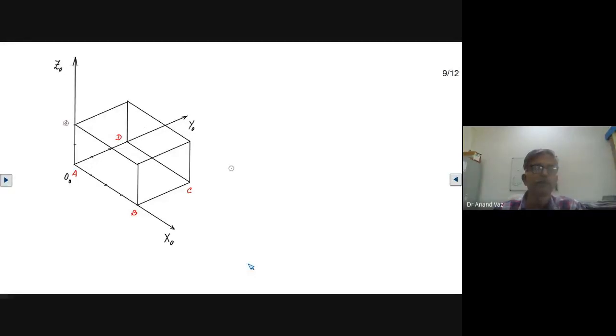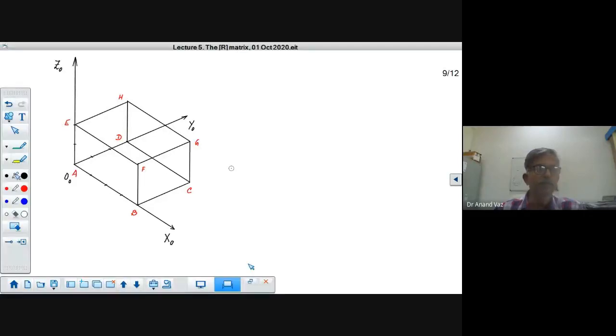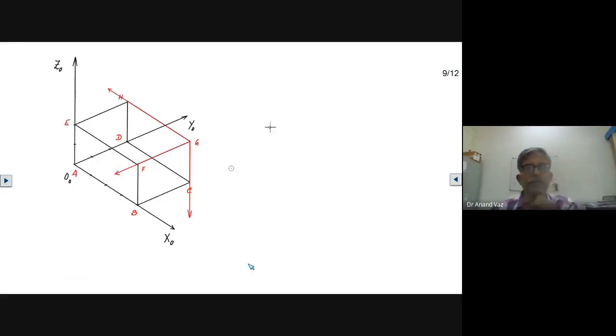E, F, G, H. So we have these. Let's fix up a frame of a different color. Let's say we have two frames.